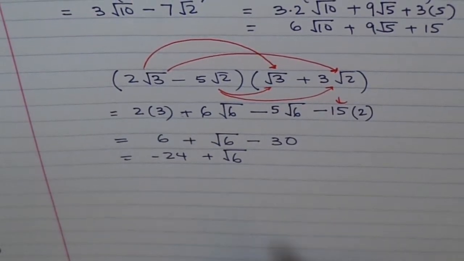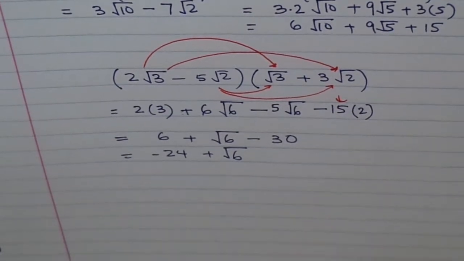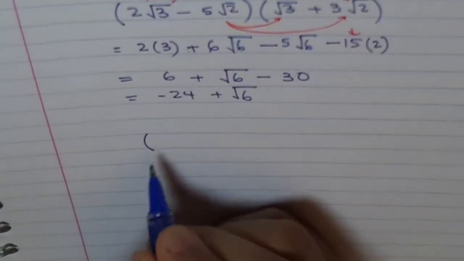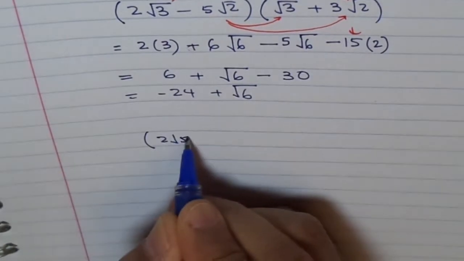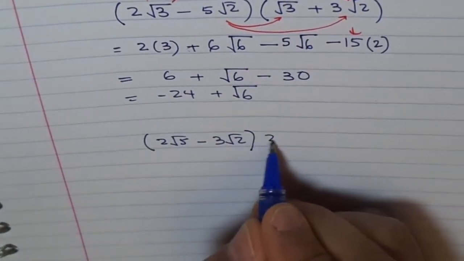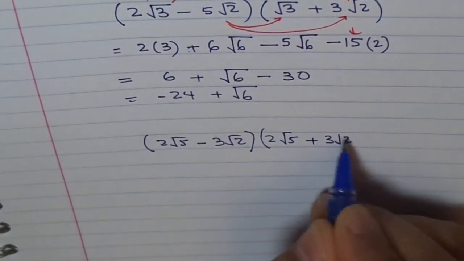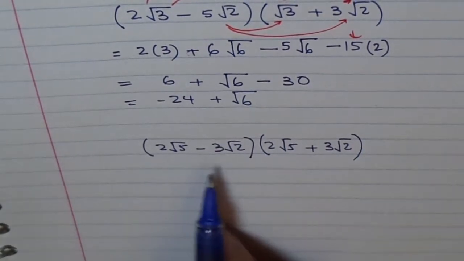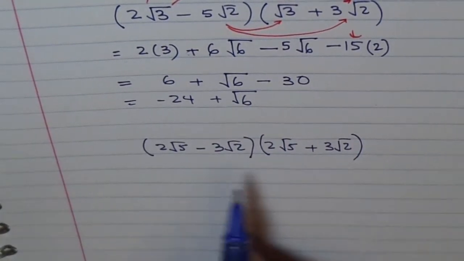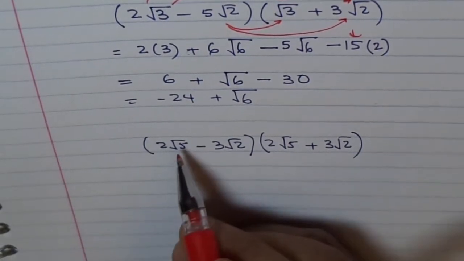Let me take another example, and let's say we have a difference of squares as well. We have a product of differences. For example, let me take this, 2 square root 5 minus 3 square root 2 times 2 square root 5 plus 3 square root 2. It's like a minus b times a plus b, and we will get a difference of squares when we do it. Let's see, do we get a difference of squares here also?